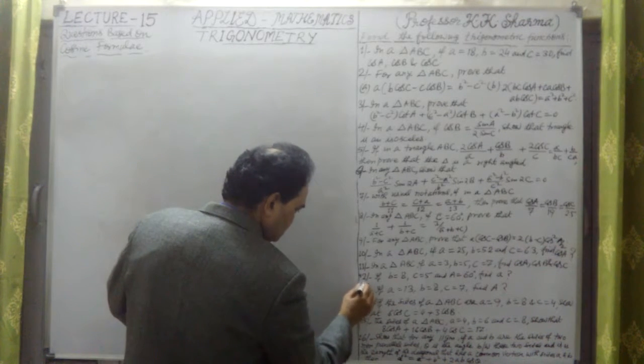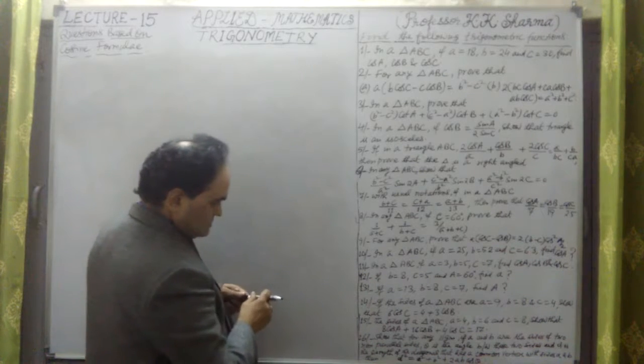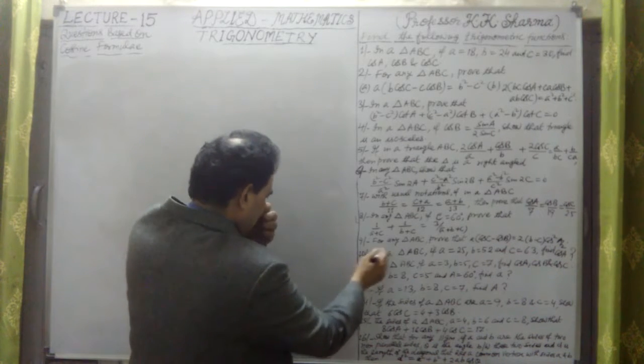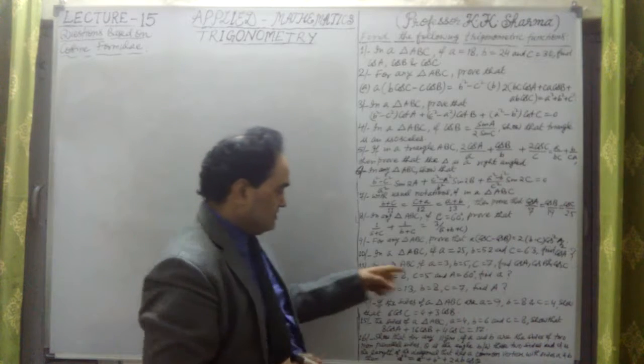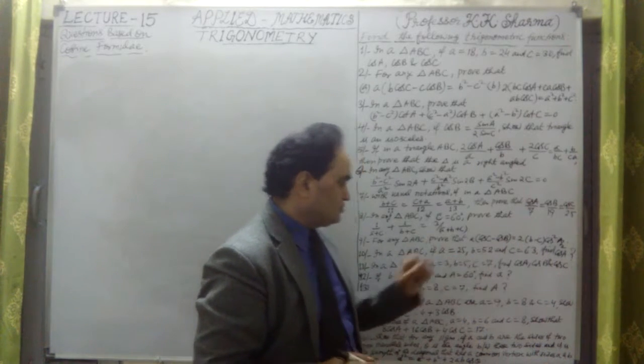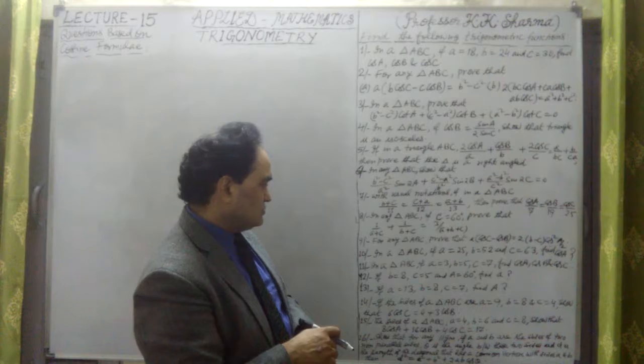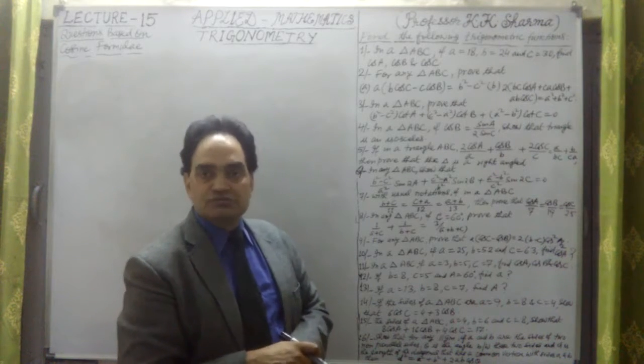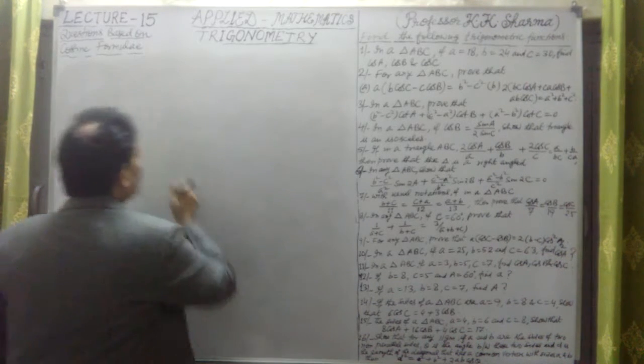Okay, this is the 10th question. In a triangle ABC, if a is 25, b is 52, c is 63, find cos A. All right, simple question. Let's solve this. Question number 10.